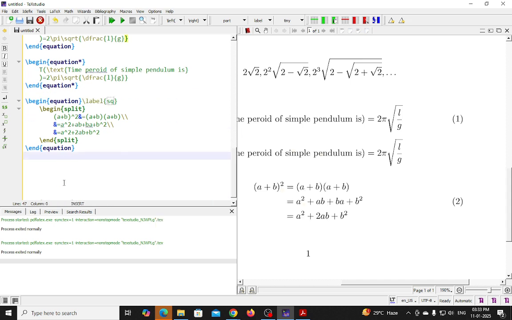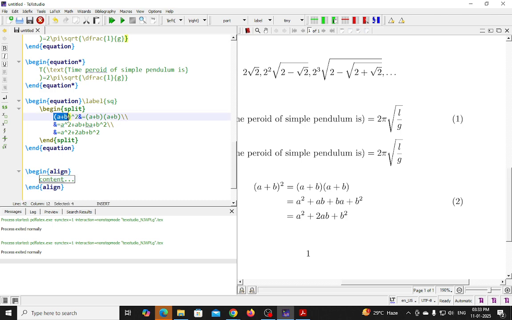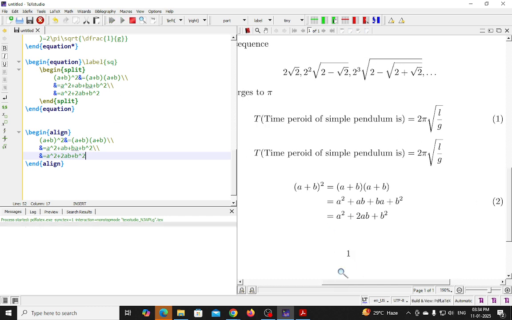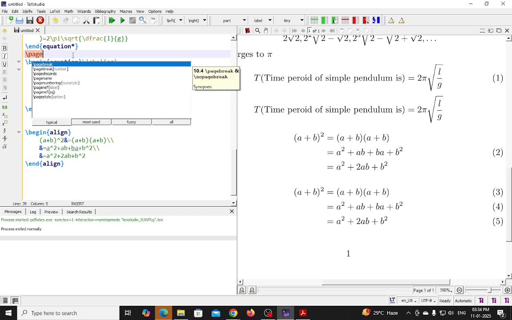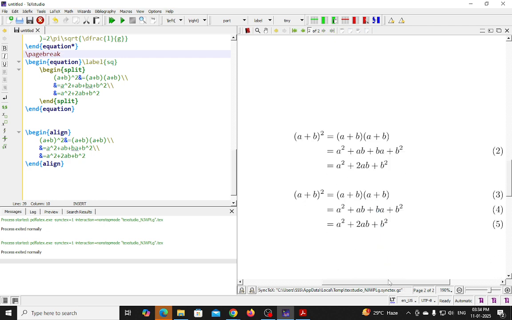Now the next change I will see. What I will do, instead of begin equation I will use begin align, end align, and the same equations without using split I will copy and paste here. Begin align and end align, again if you look at the font color, it is green, that is in math mode. Suppose if I compile, so here I will break the page, means both equations you can compare. Can you notice the difference?